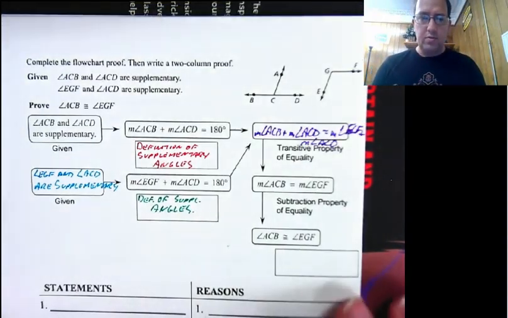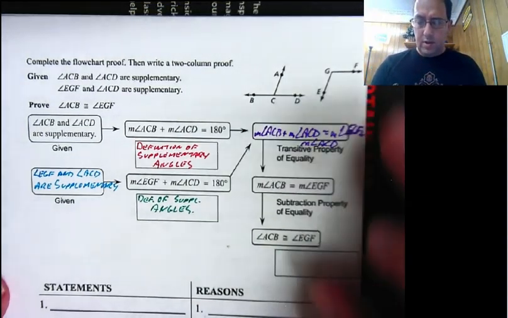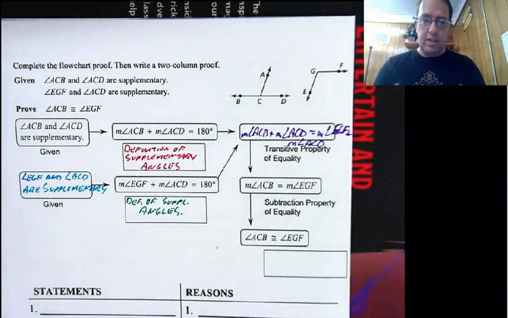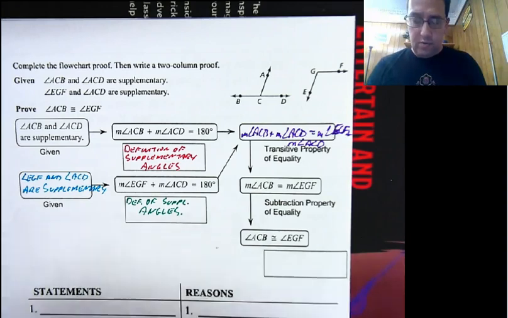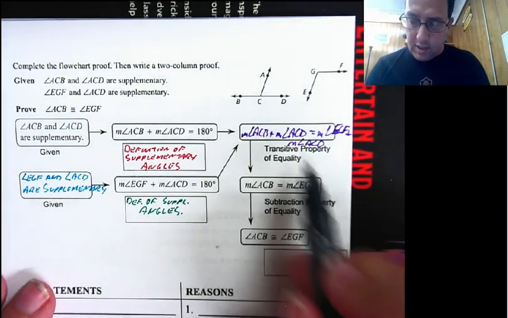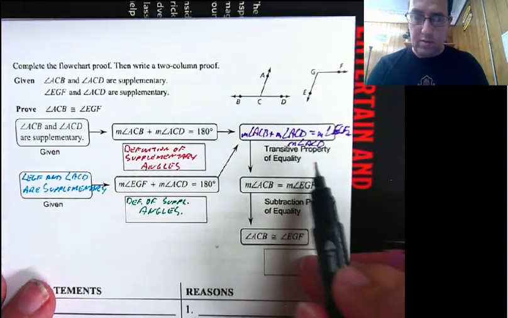They didn't give me a whole lot of room to write that in, did they? But there it is. So the measure of angle ACB plus the measure of angle ACD equals the measure of angle ECF plus the measure of angle ACD. And so I've got a nice little equation, and if you'll notice here, we have the measure of angle ACD on both sides of the equation, don't we?